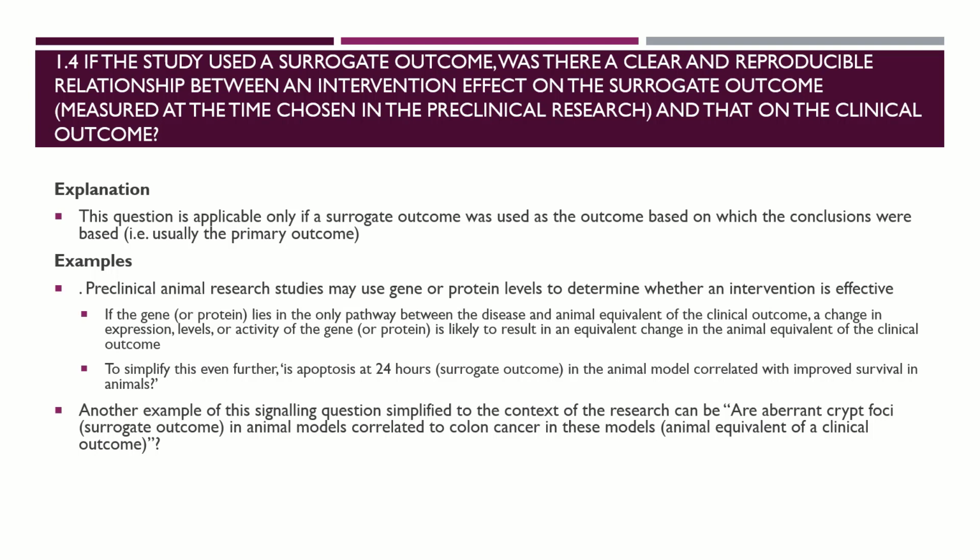Another example of this signaling question simplified to the context of research can be: are aberrant crypt foci, which is the surrogate outcome, in animal models correlated to colon cancer in these models? Okay, so an intervention is aimed at changing the number of aberrant crypt foci, but the question then is, is aberrant crypt foci in animal models correlated to colon cancer in these models?